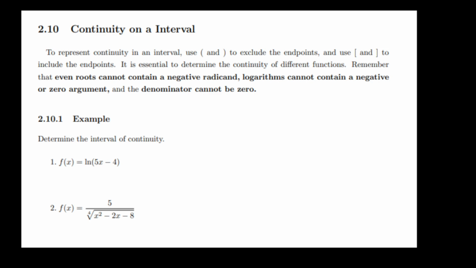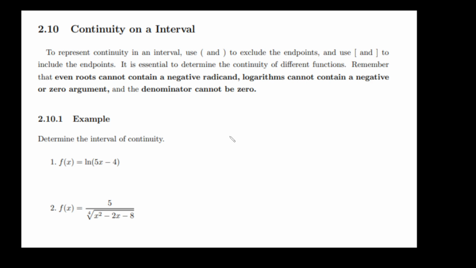Now here we have continuity on an interval, basically between two numbers. What is continuous and what is not continuous? We use parentheses to say it's continuous on 4 to 5, but how do we know if it includes 4, includes 5, or doesn't include 4 and 5? We use parentheses to exclude the endpoints, so it's not 4 and 5, and we use brackets to include them, so it includes 4 and 5.